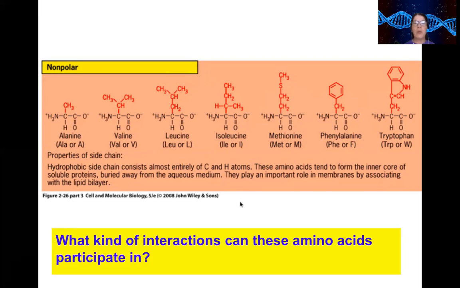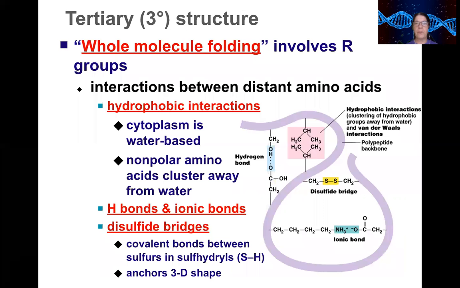What you will notice on these side chains is what? They're full of hydrocarbons: CH3, CH, CH2, CH2, CH, CH3. They're just carbon and hydrogen. And remember, carbon and hydrogen form nonpolar covalent bonds. For that reason, these side chains are nonpolar. Because they're nonpolar, they're hydrophobic. And if they're hydrophobic, what kind of interactions can these amino acids participate in? They can participate in hydrophobic interactions.